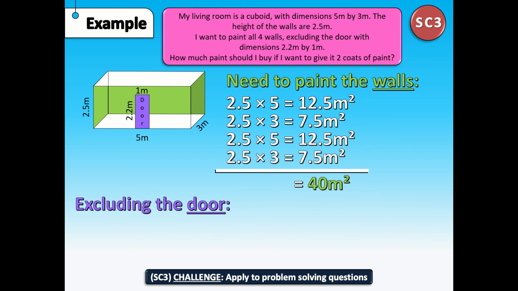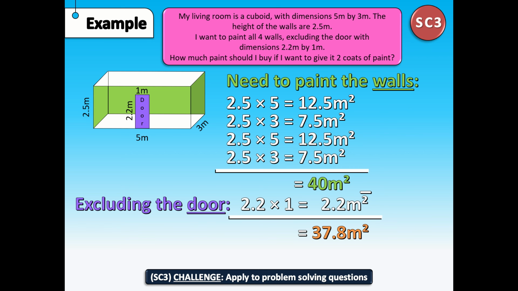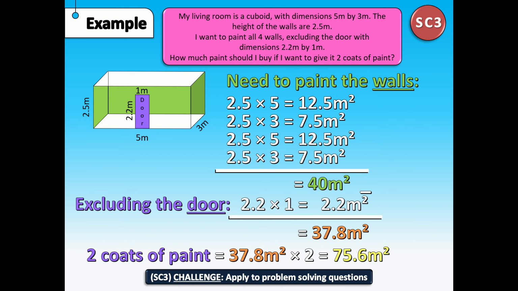Now we need to get rid of the door, and the door has an area of 2.2 meters squared, so if we take that off, we need to paint 37.8 meters squared. Now if we're going to give it 2 coats of paint, we need enough paint to cover 75.6 meters squared.